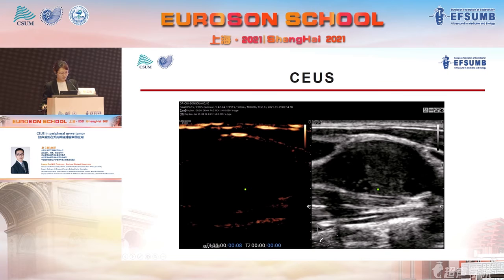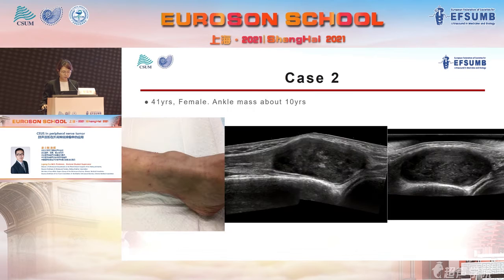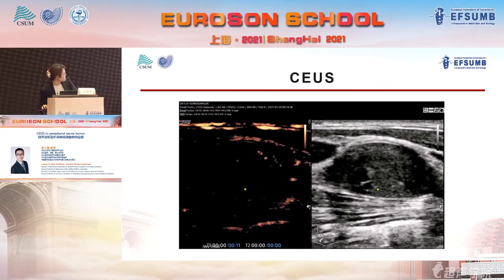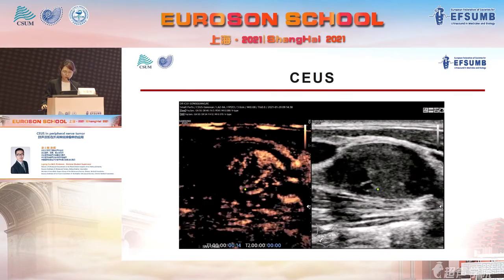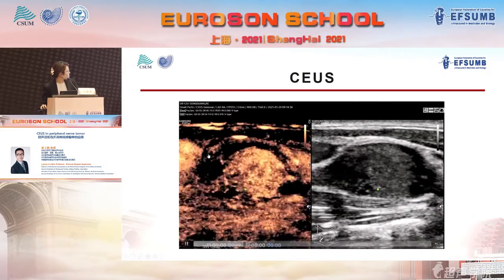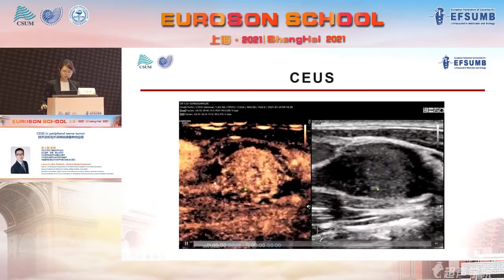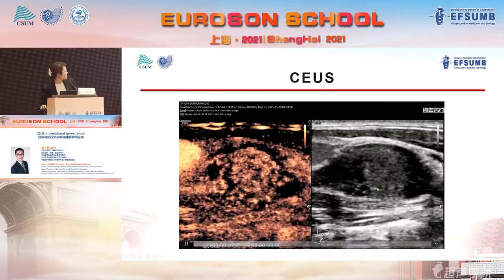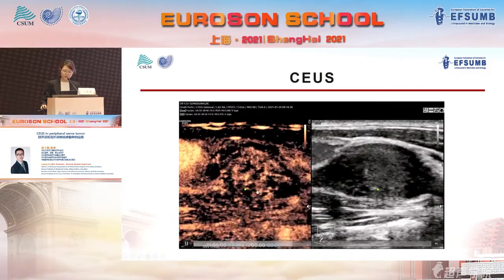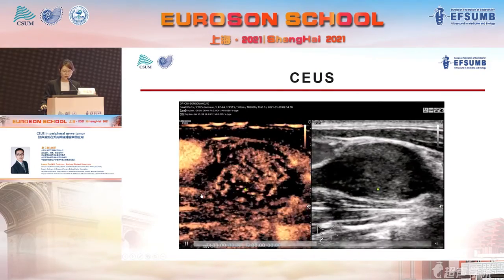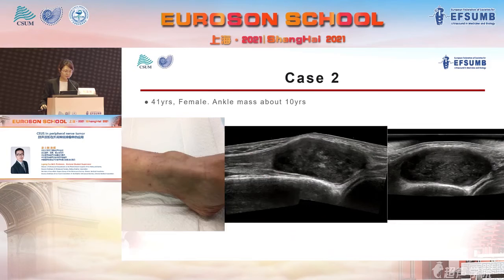Then we injected the microbubbles. Here they come. We can see the central part of the tumor is significantly enhanced, and there is a ring of few bubbles, looks like a target sign. We can call it the CEUS target sign.